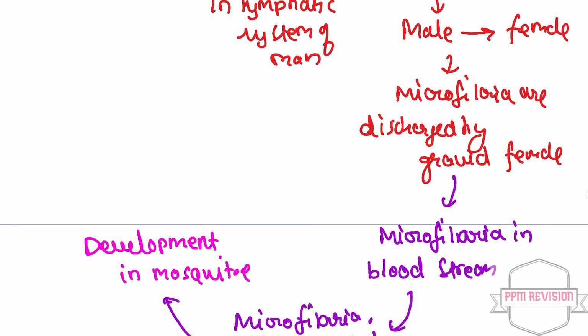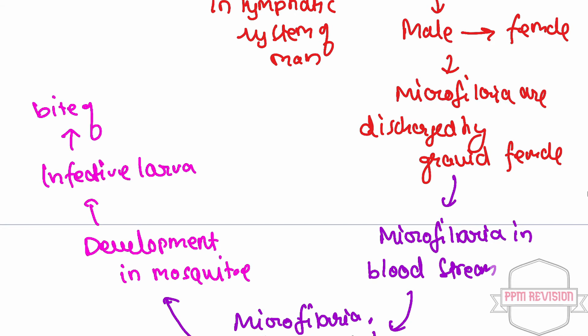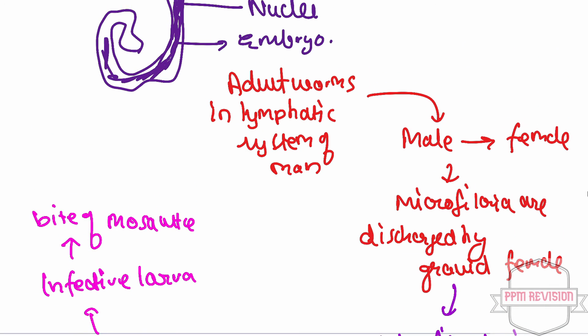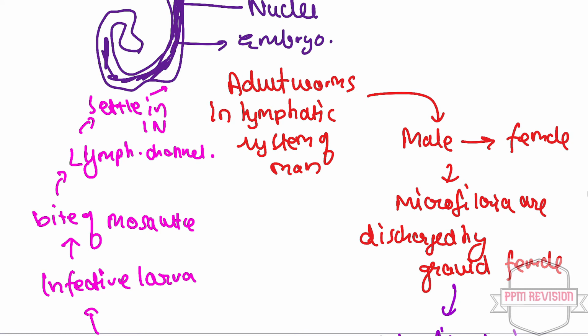After development, there is an infective larva, and this is passed by the bite of the mosquito. The larva reaches the lymphatic channels, and from here it settles in the lymph node, then forms adult worms, then moves on into the lymphatic system.